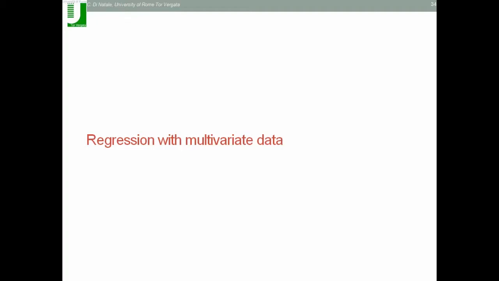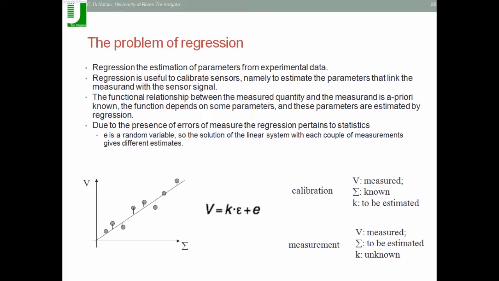Okay, this was the first part. The first part was the representation, the visualization of multivariate data. The second part deals with regression. So regression means, from a measurement, to estimate something that is correlated to that and that depends on that. And this is quite straightforward in univariate statistics.